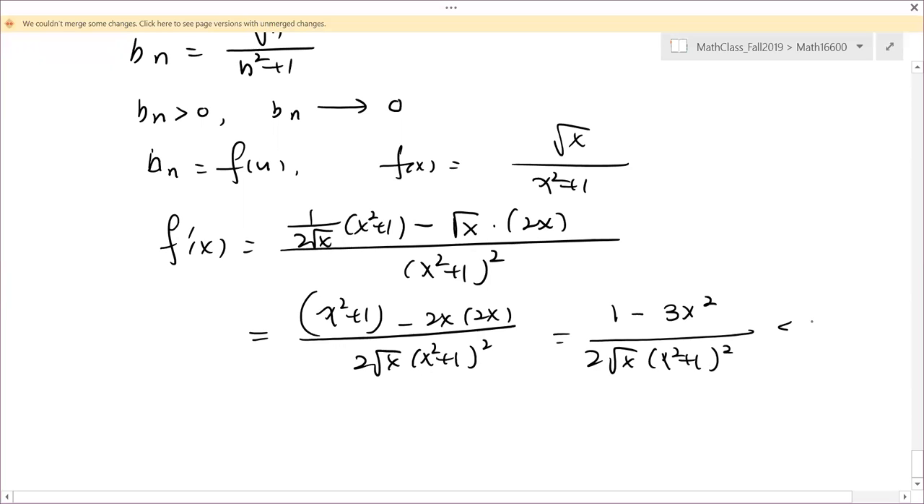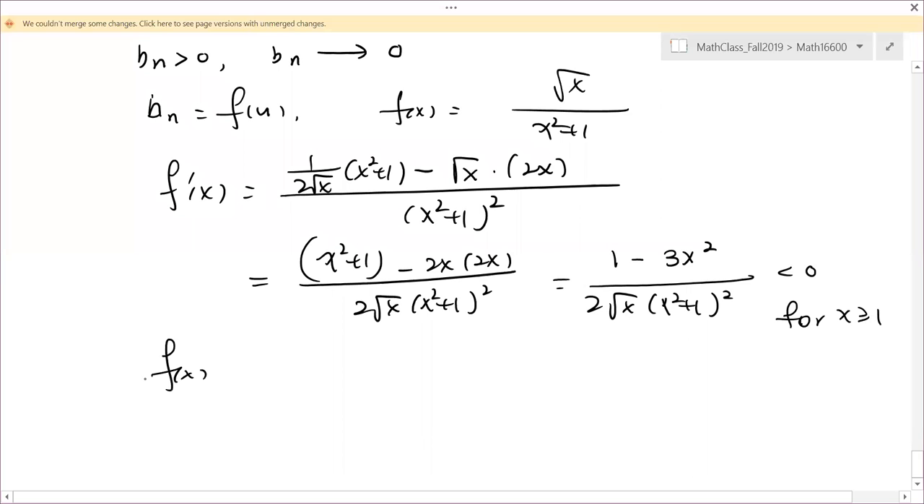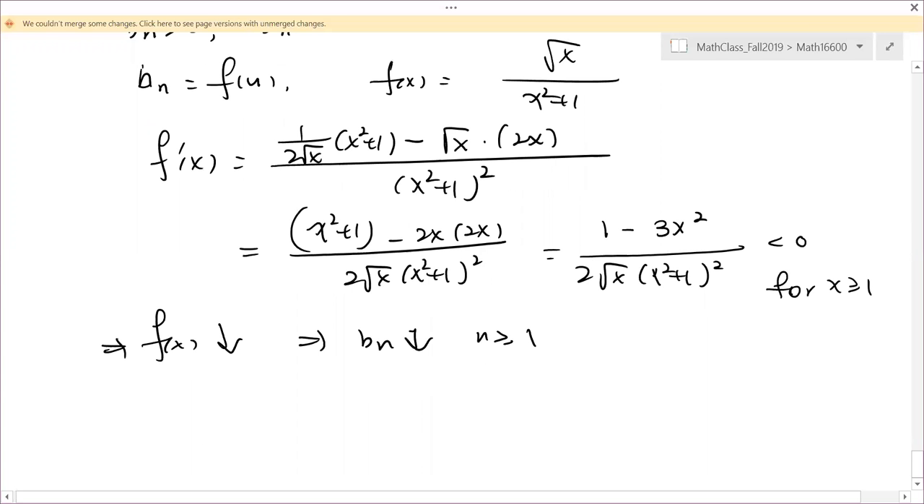I think clearly it's negative for x greater than or equal to 1. Right? When x is greater than or equal to 1, definitely it's negative. So it's decreasing. No problem. So f of x decreasing implies b_n decreasing for n greater than 1. Right? So this series is convergent by the alternating series test.